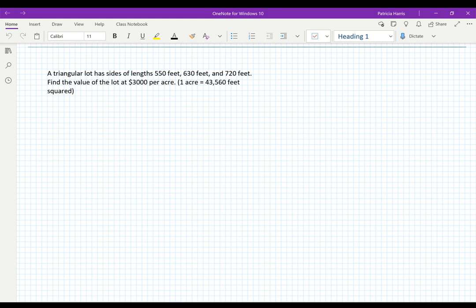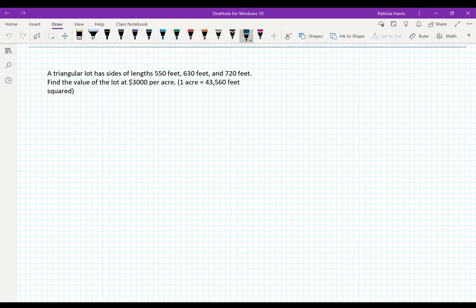Okay, so we are going to try to do an application problem of area of a triangle. Application problem is a very fancy way of saying word problem. We have a triangular lot that has sides of lengths 550 feet, 630 feet, and 720 feet. Find the value of the lot at $3,000 per acre, where 1 acre equals 43,560 feet squared.